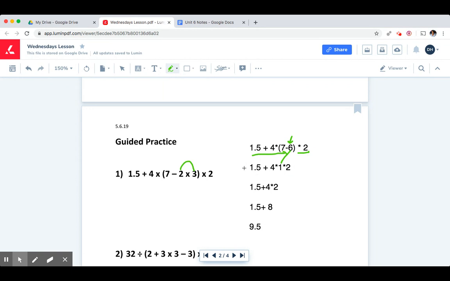Now that I have no more parentheses, I only have addition and multiplication left. Multiplication is more powerful, so I should solve that first. 4 times 1 is 4. My next step, 4 times 2 is 8. And in my last step, 1.5 plus 8 is 9.5.